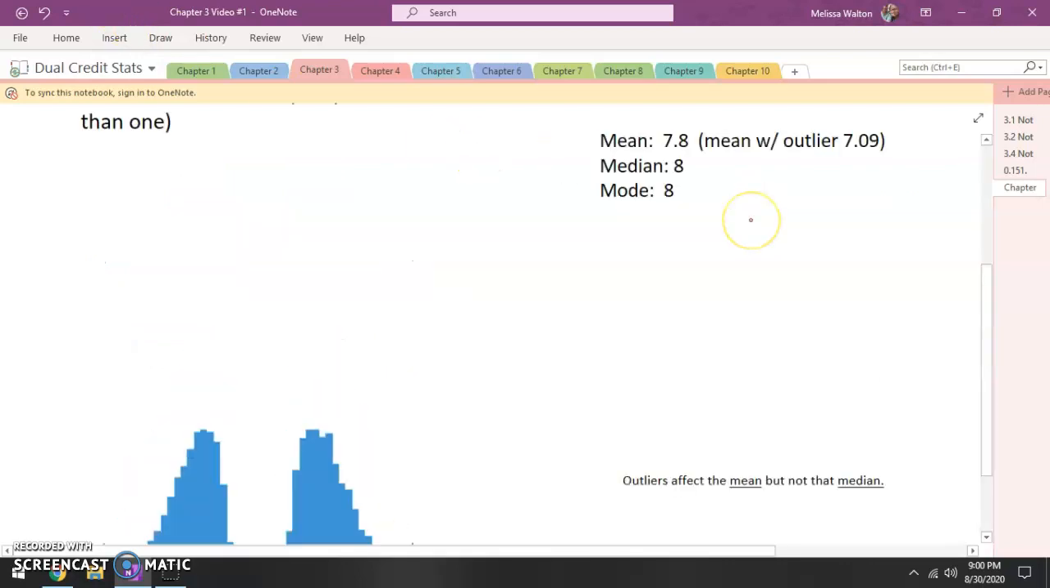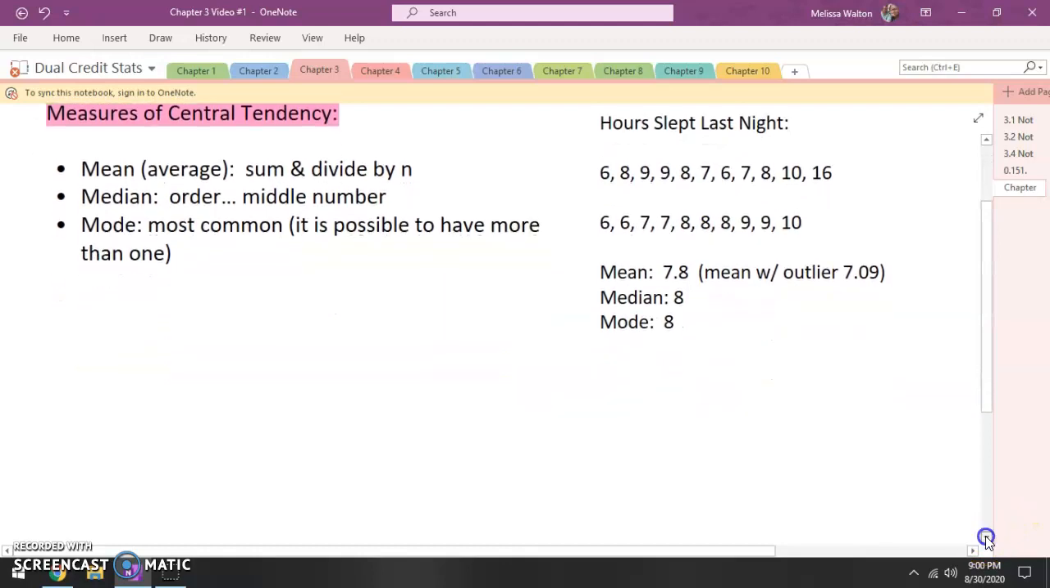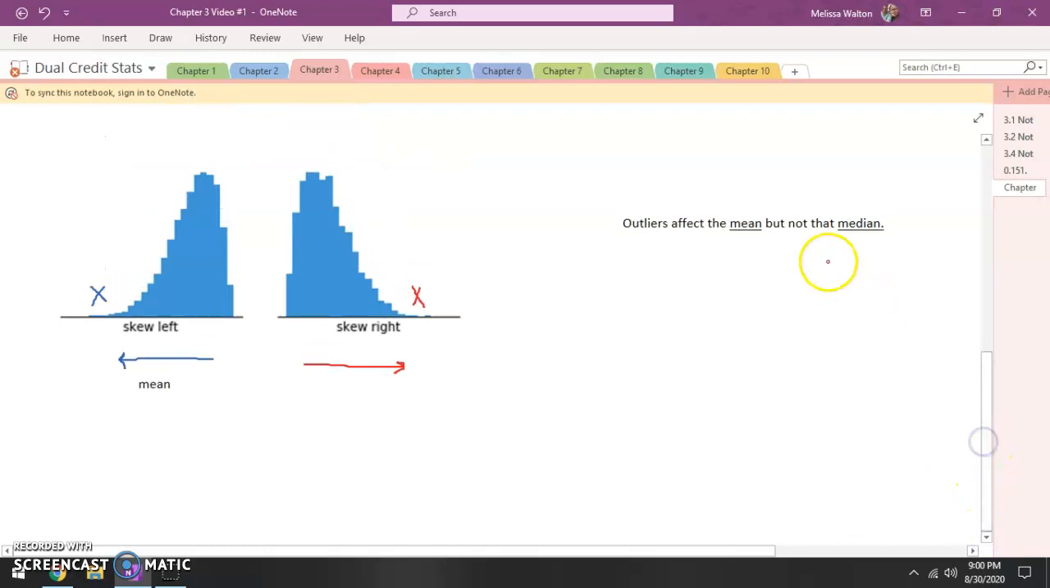All right, so real quick review. Here's what you got. Measures of central tendency, we have mean, median, and mode. We talked about how to calculate each of those. And then finally, we also discussed, okay, so what happens with an outlier? And outliers affect the mean, but not the median. The median is resistant to any outliers.